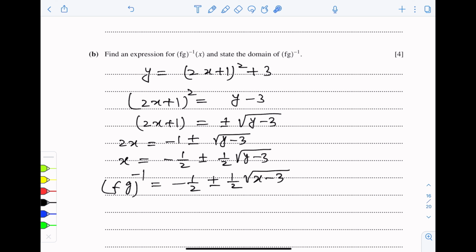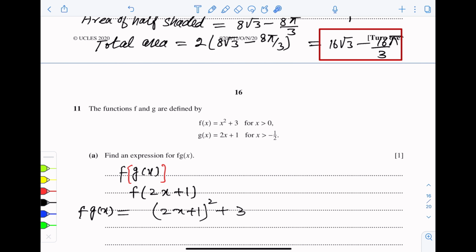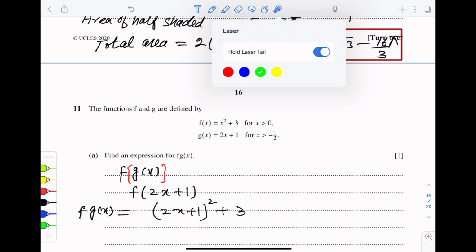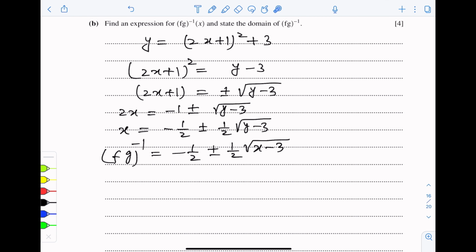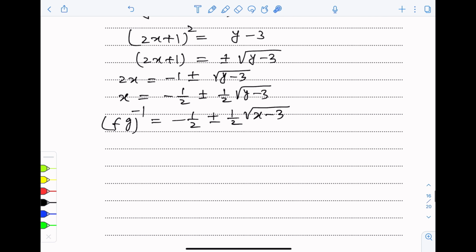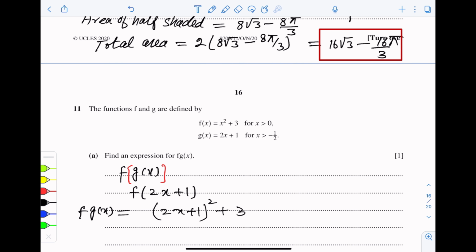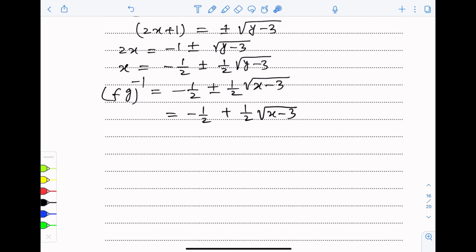Since the domain, look at this, the domains of both functions are given. x greater than 0 is the domain of f(x), and the domain of g(x) is x greater than -1/2. So we have -1/2 + 1/2 square root of x - 3. So we will take the plus sign here, not the negative sign, because the domain is greater than -1/2. This is fg inverse.